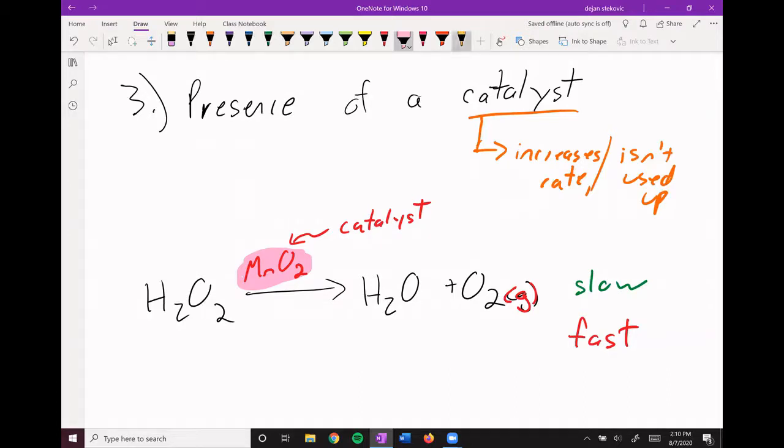And then one final thing, you'll see me, I think in the video, I say that we're making hydrogen gas. That's not true. I messed up. Nobody's perfect. It's oxygen gas.